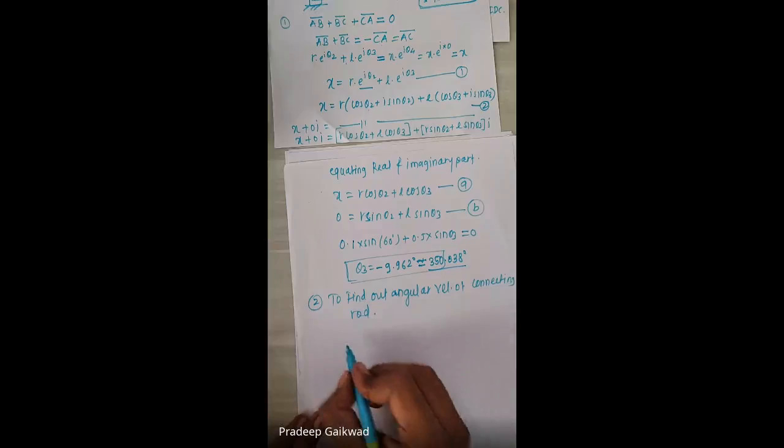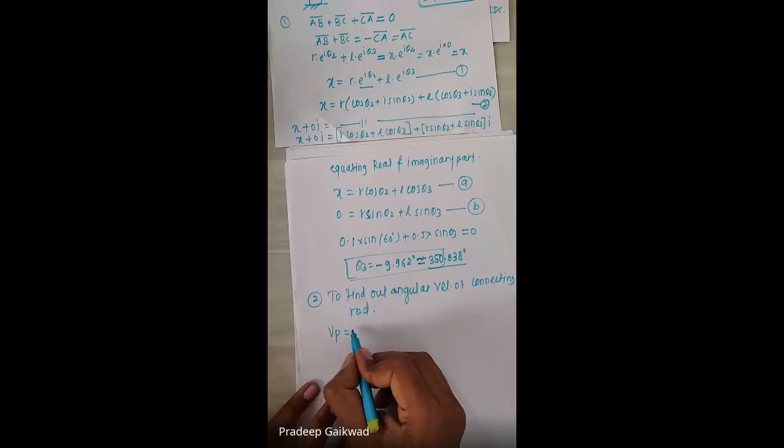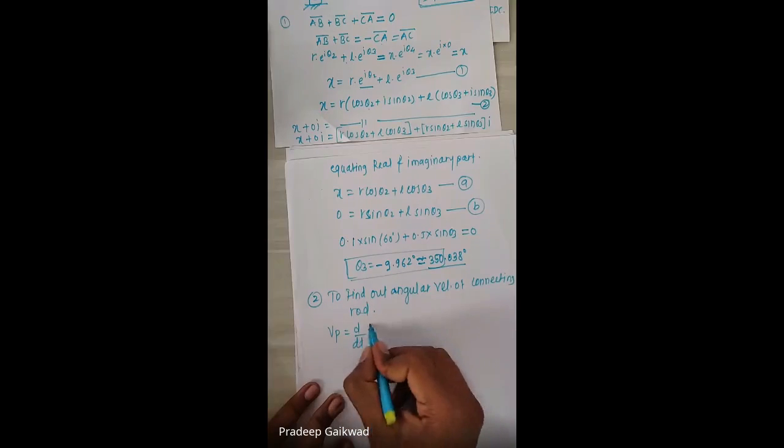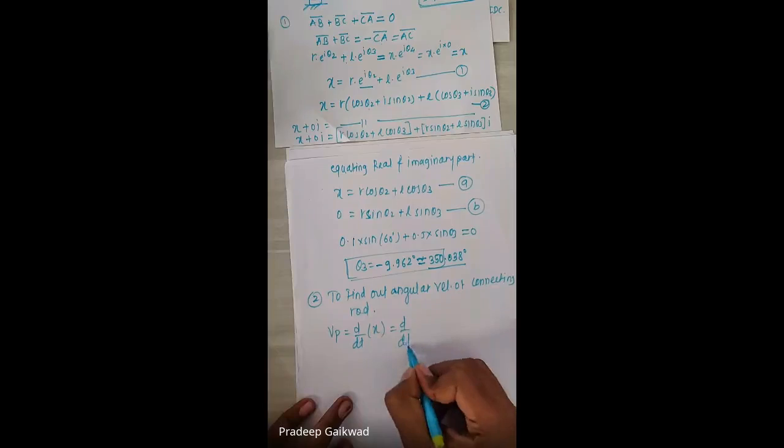Okay, so what to do here now? Velocity of piston is equal to S. How to find out velocity of piston? d/dt of the basic equation, d/dt of x. What is your equation of x?